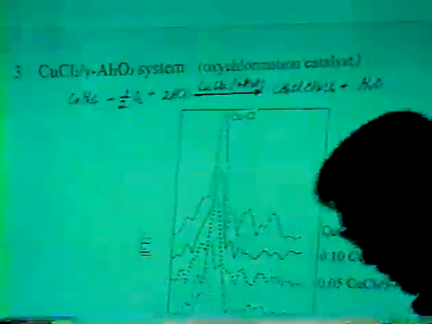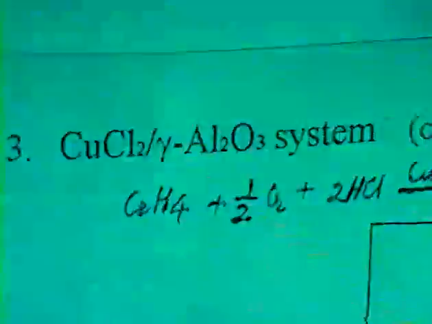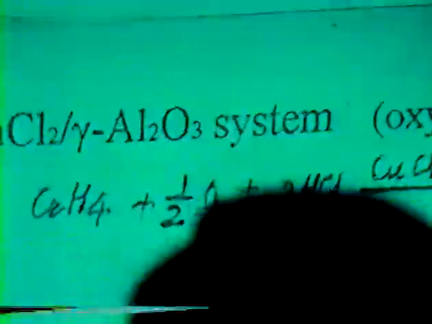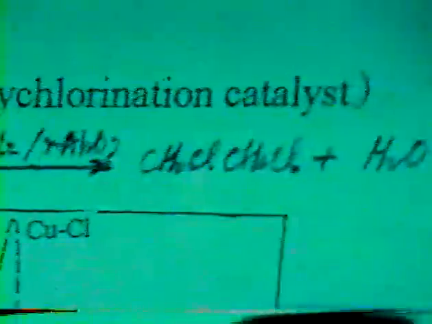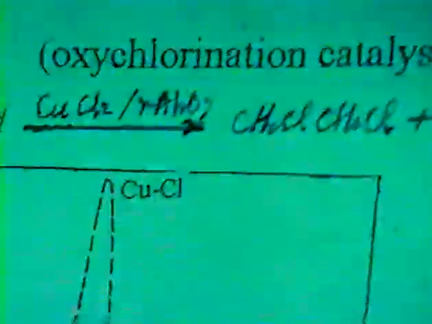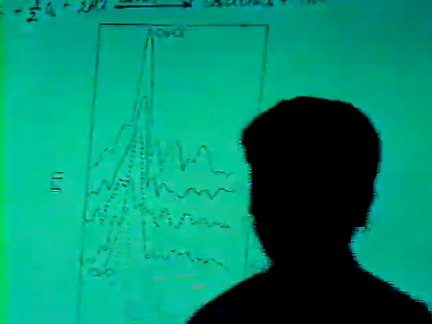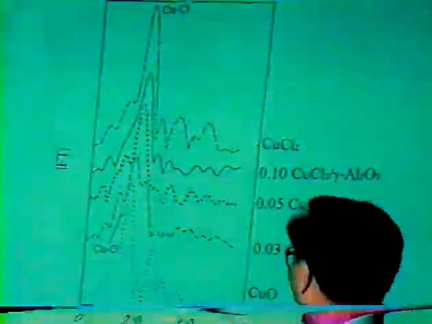And for this system, we can measure not only the copper EXAFS, but also the chlorine EXAFS. This shows the Fourier transform of the chlorine K-edge. It also has a very high copper-chlorine peak, and this peak decreases very sharply as loading decreases. Also, these two patterns are consistent very well.